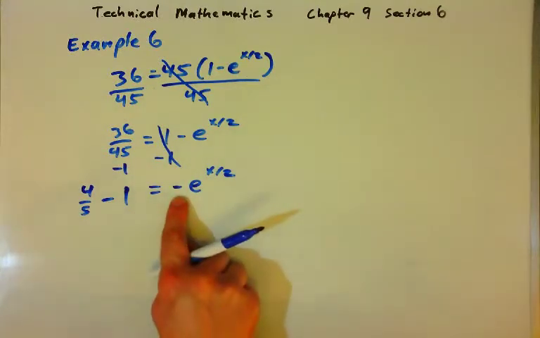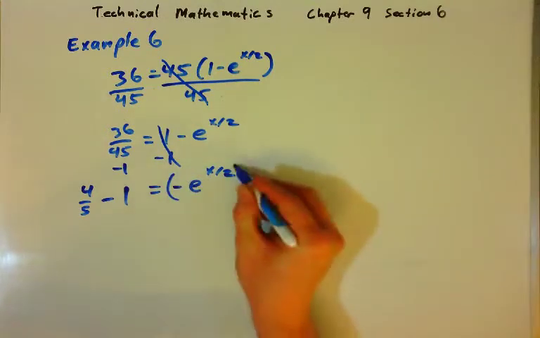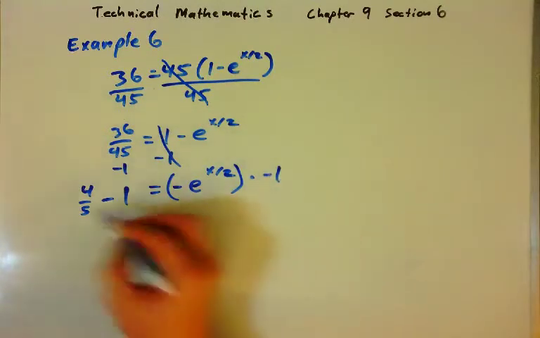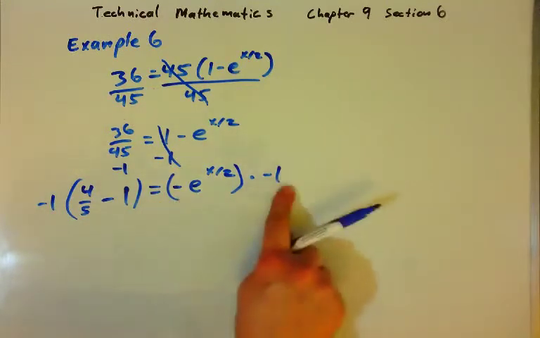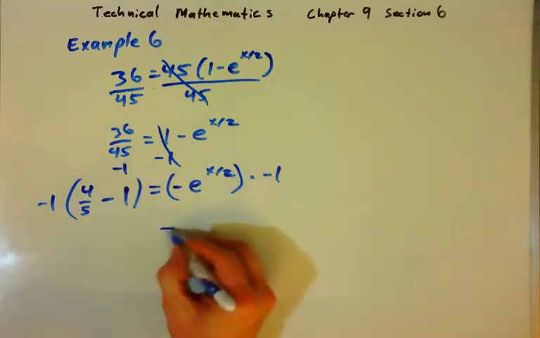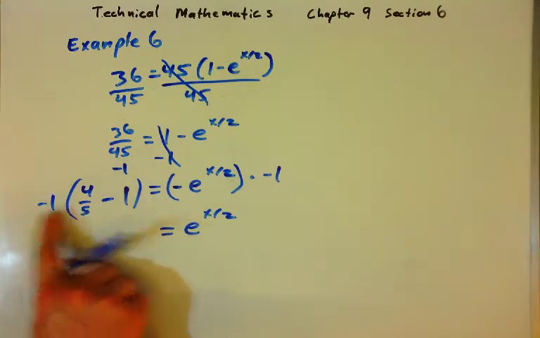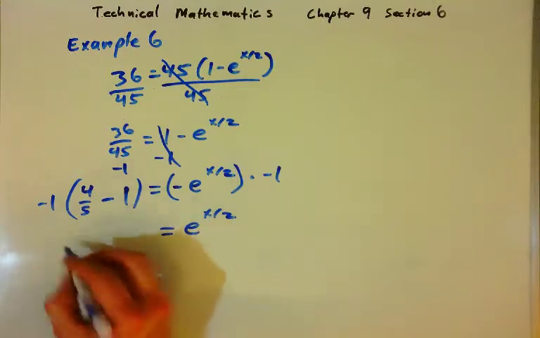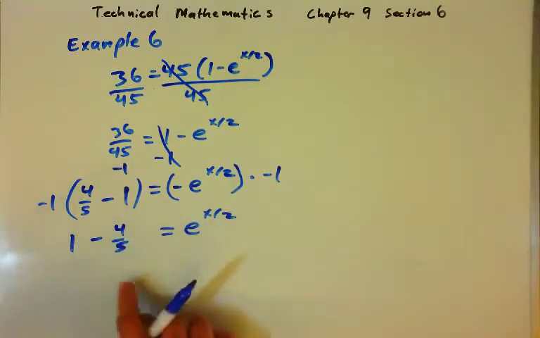4/5 minus 1. And now I want to get rid of the negative. I can get rid of the negative by multiplying everything on this side by negative 1. That will cause the negative times the negative to be a positive. So I'll get positive e to the x over 2 power. And over here I have to distribute the negative, so the 1 becomes positive, and the 4/5 becomes negative.